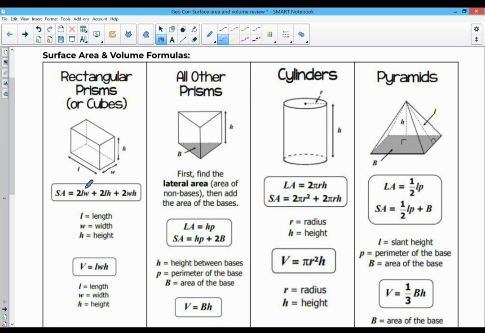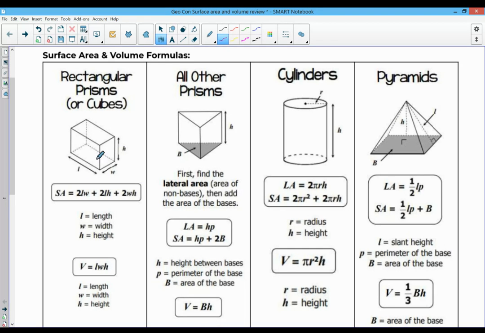Everything is labeled for you here. For example, I'll walk you through rectangular prisms. SA stands for surface area, V is volume. As you can see in this image, they've labeled length, width, and height. Those are usually interchangeable. Height is always going to be the straight up and down at a right angle. The formula for surface area is 2 times length times width plus 2 times length times height plus 2 times width times height. And for volume, it's just length times width times height.